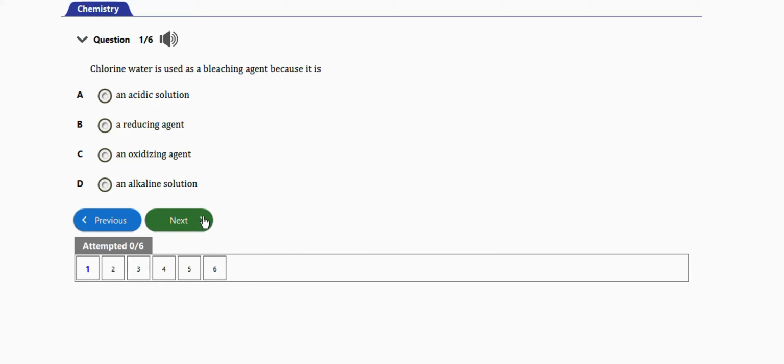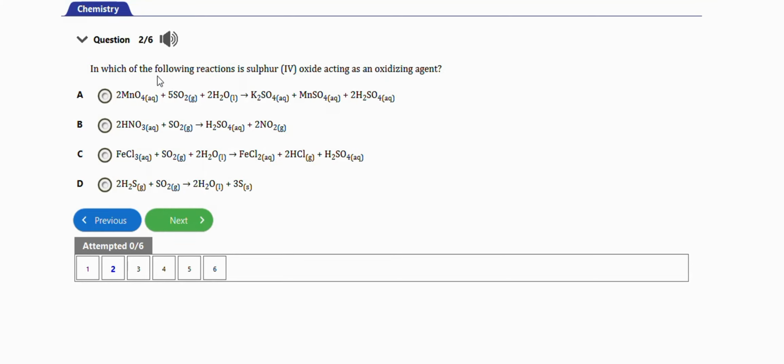The next question will be this one. It says, in which of the following reactions is sulfur(IV) oxide acting as an oxidizing agent? Looking at the first reaction, it can't be this one, because here the manganese(IV) oxide is being reduced by sulfur(IV) oxide, so it's not being oxidized. In reaction 2, we have trioxonitrate(V) acid, which is being reduced, so it's not being oxidized by sulfur(IV) oxide.